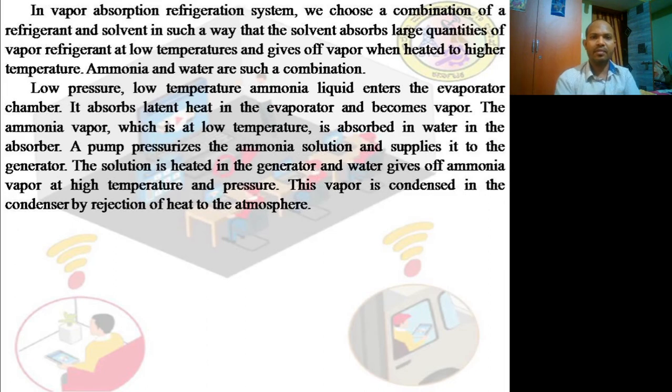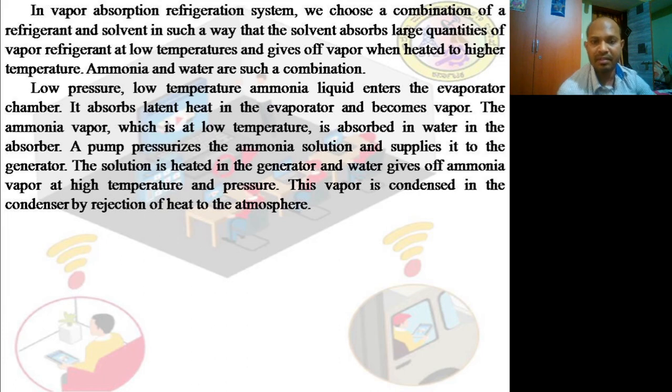In a vapor absorption refrigeration system, we choose a combination of a refrigerant and a solvent. Solvent is nothing but water, in such a way that the solvent absorbs large quantities of vapor refrigerant at low temperatures and gives off vapor when heated to higher temperatures. Ammonia and water are such a combination, where low pressure, low temperature ammonia liquid enters into the evaporator chamber. It absorbs the latent heat in the evaporator coils and becomes vapor. The ammonia vapor, which is at low temperature, is absorbed in the water in the absorber.